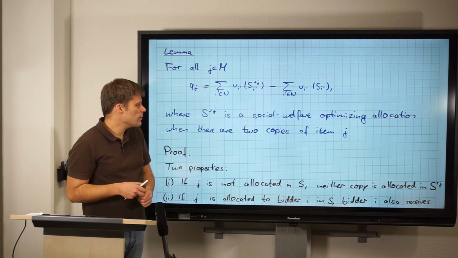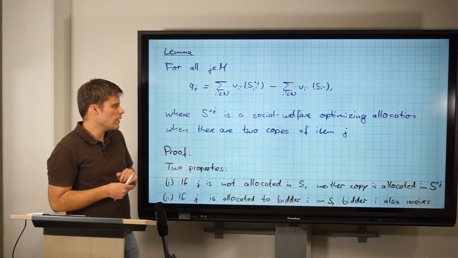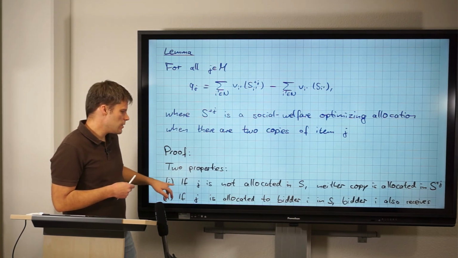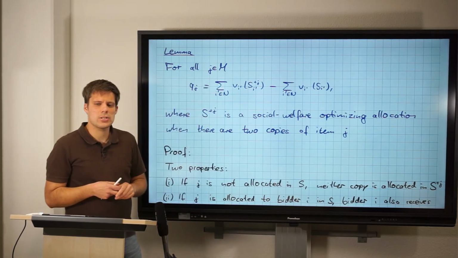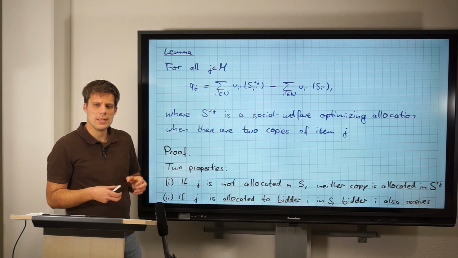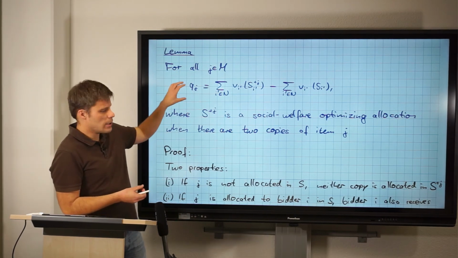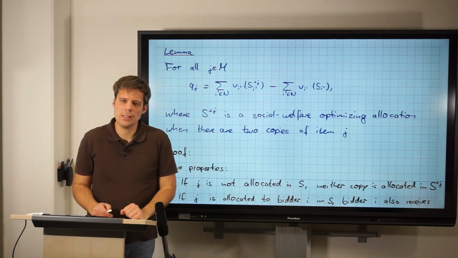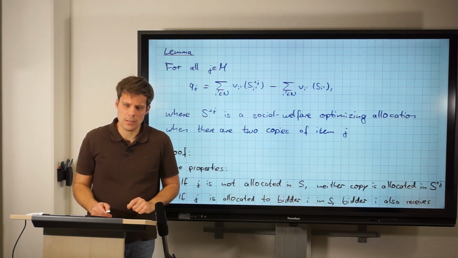Now, how do we show this? Let's consider first the case that item J is not allocated in S. What does this property tell us? If J is not allocated in S, then neither copy is allocated in S plus J. So S and S plus J have to be identical, and then the price will be 0. Good. So this is exactly what we before set our price to be if it is not allocated in S.